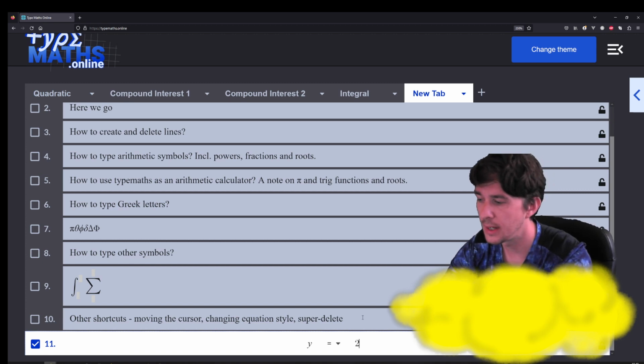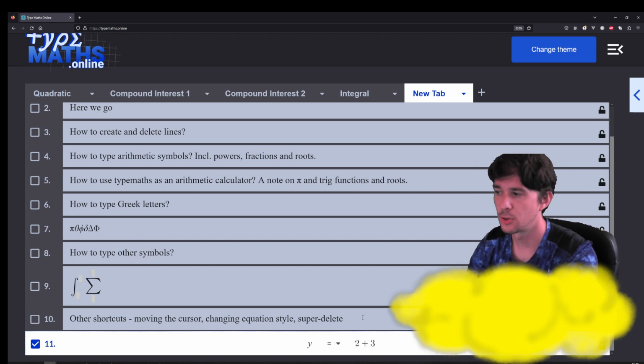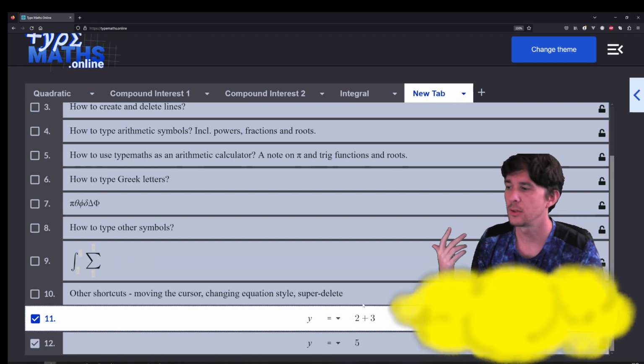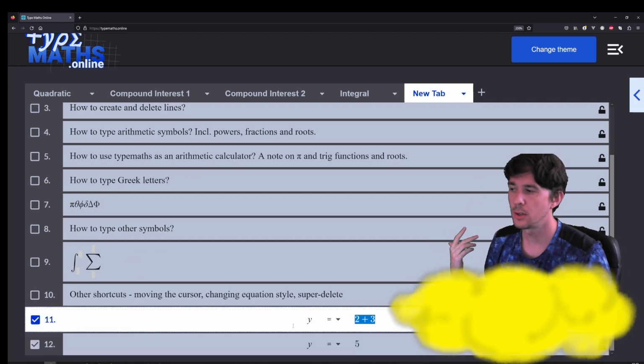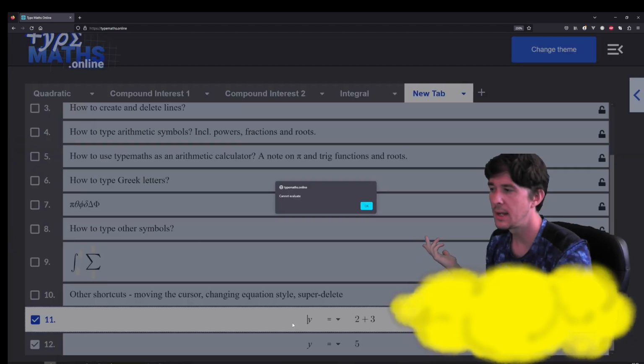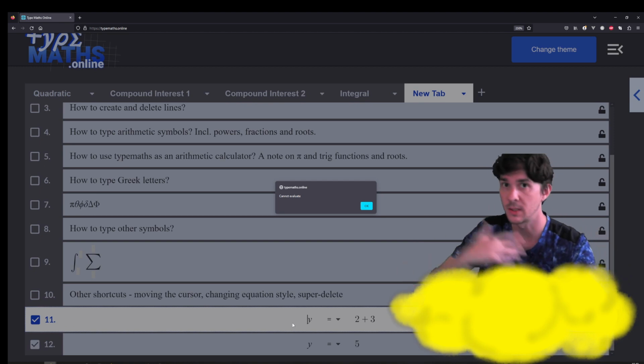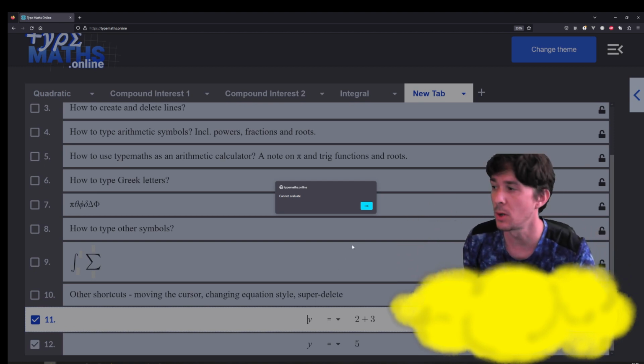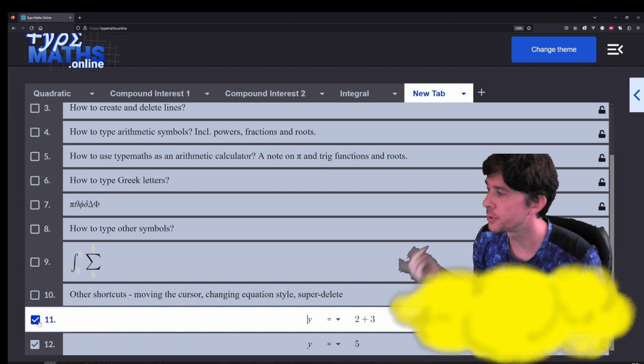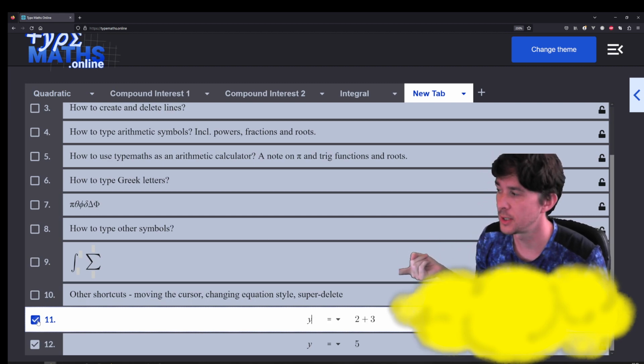If you do a calculation, Control Shift Enter, it's going to calculate just the side of the equation you're on. If I was on the other side with the y and I did that, it would say cannot evaluate because y is not an arithmetic problem. You can also switch between single and double-sided equations by using the check mark here.